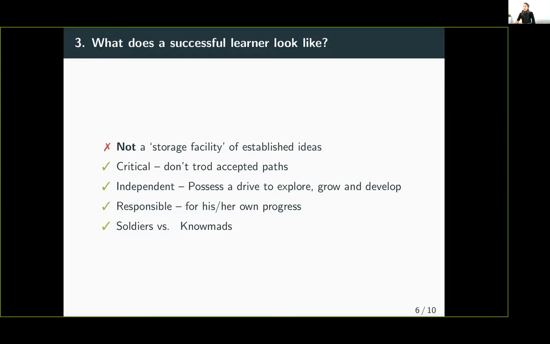And the final question I want to discuss is, what does a successful learner look like? In the rhizomatic framework, and I guess in common sense, a successful learner is not a storage facility of established ideas. So we do not just want to fill knowledge into the students with the aim for them to be able to reproduce it, but we want them to go beyond that. We want learners to be critical, not to just trod accepted paths, but to think their own thoughts in a critical way. In the rhizomatic framework, learners have to be independent. Since there's only very broad scaffolding, a learner has to have his or her own push and drive to explore, to grow and to develop, and he or she is responsible for his or her own progress.